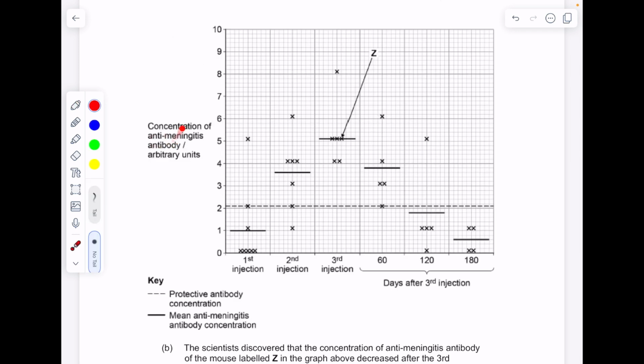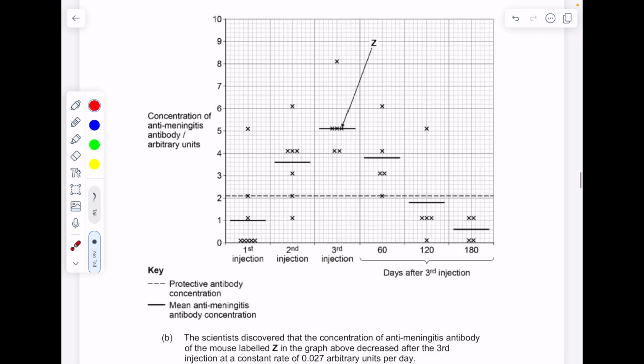So on the y-axis, we have the concentration of anti-meningitis antibodies. Remember, each point represents a different mouse. And then here we have the concentration of antibody 60, 120, and 180 days after the 3rd injection. Use the key. The protective antibody concentration is given here, whilst the average anti-meningitis antibody concentration is given here.